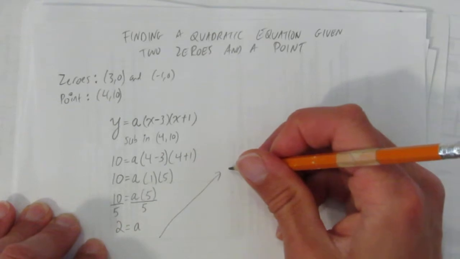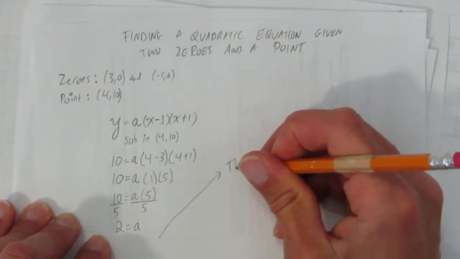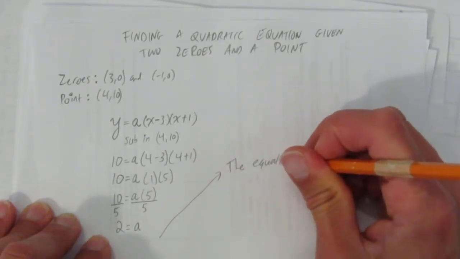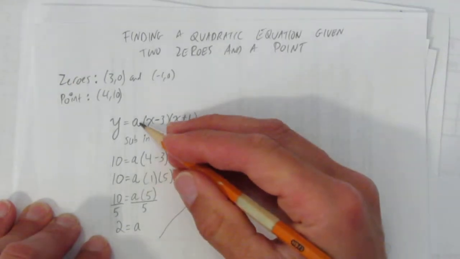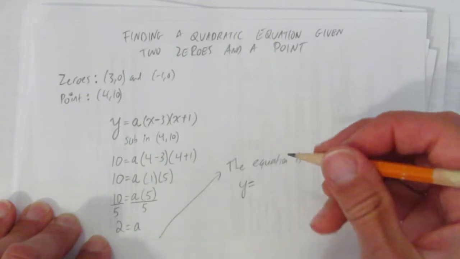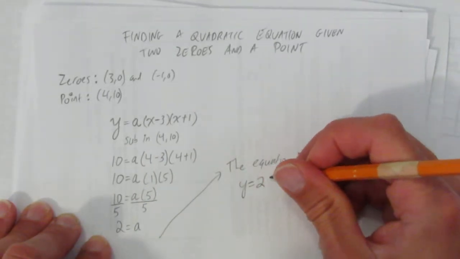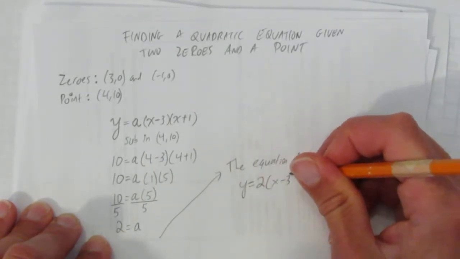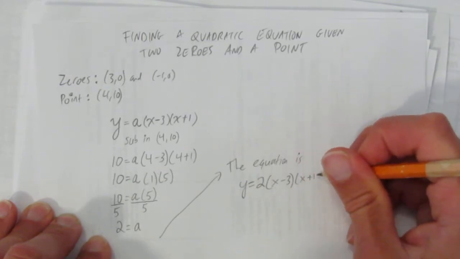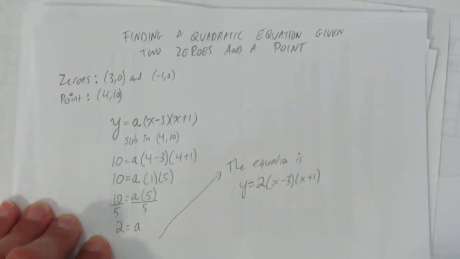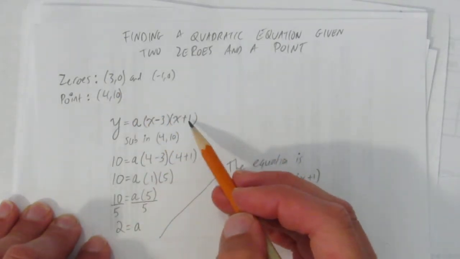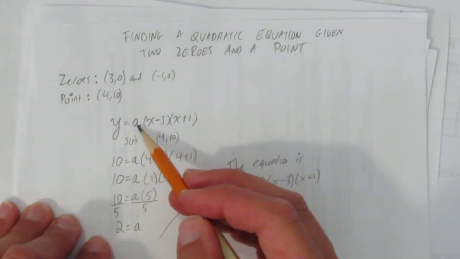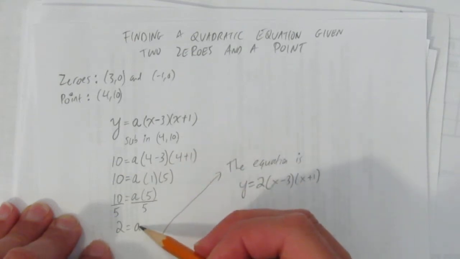So now we have our equation. The equation is y equals, and we almost had it over here, but we had to solve for a. Now we know what a is. The a is 2, and the rest of the equation is x minus 3, x plus 1. And we've done it. We found the equation by first using the zeros to build the factors, but we didn't know the a, so we subbed in another point and solved for the a.